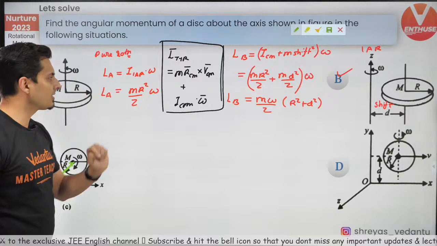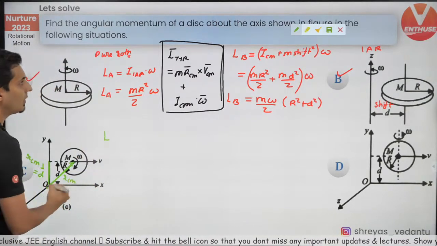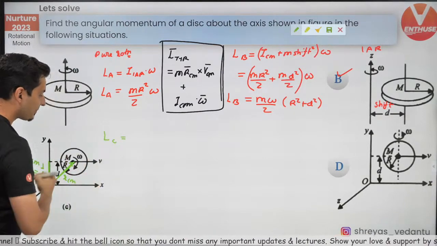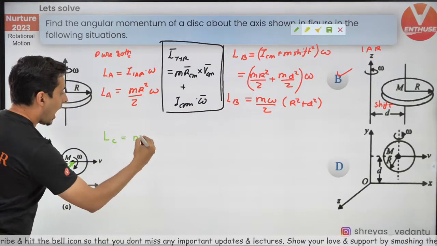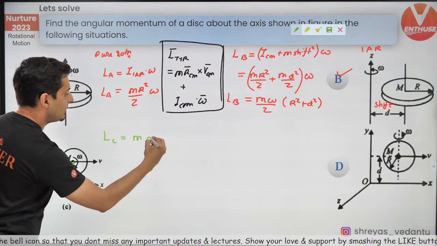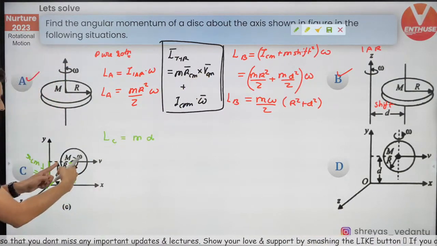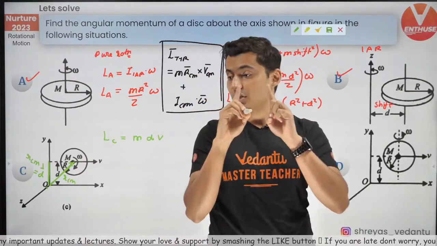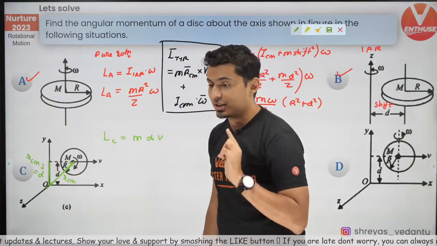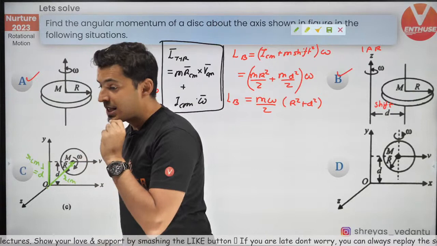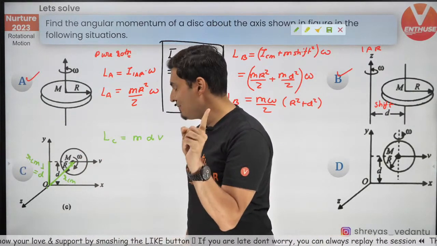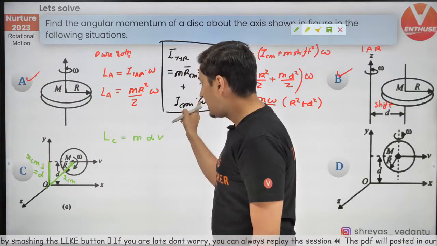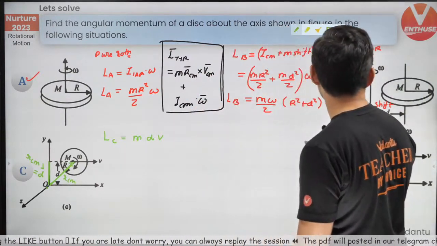So the first term in this case, the angular momentum in the case of C, will be M R perpendicular, which is D, into VCM. VCM is V. But what is the direction? No, it's not D square. It's just D. Be careful, Roshni. That second term will come later on.